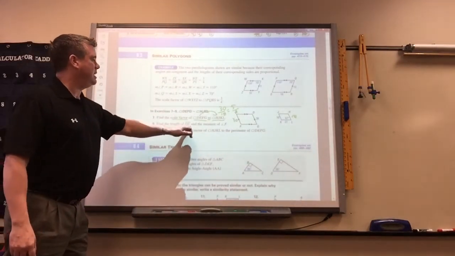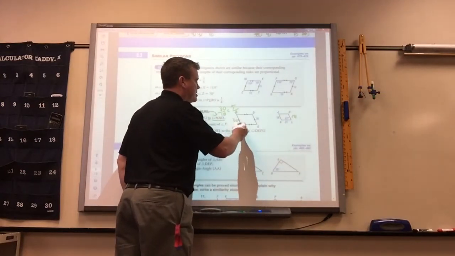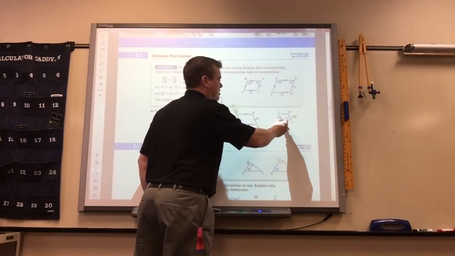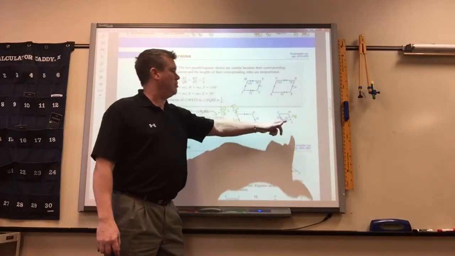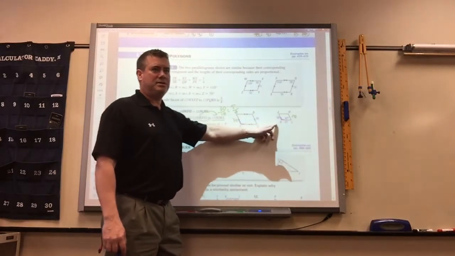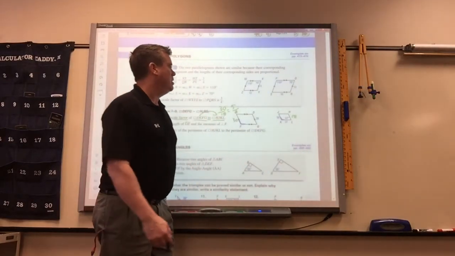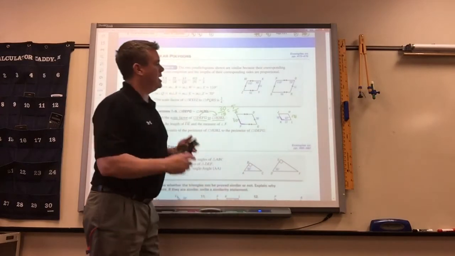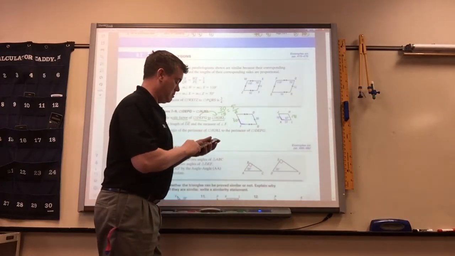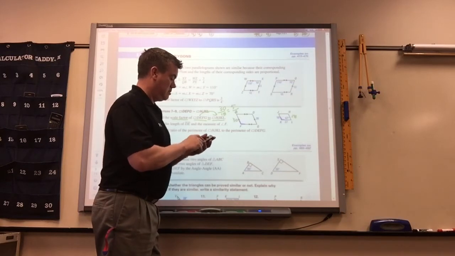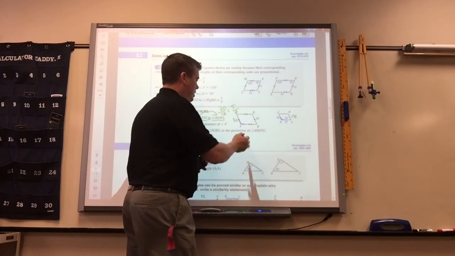Find the length of DE and the measure of angle F. So F is this angle, which would equal this one. Since this is 67 and it's a parallelogram, remember any two consecutive angles have to what? Add up to 180, they're supplementary. So just subtract that off of 180 and you get 113.